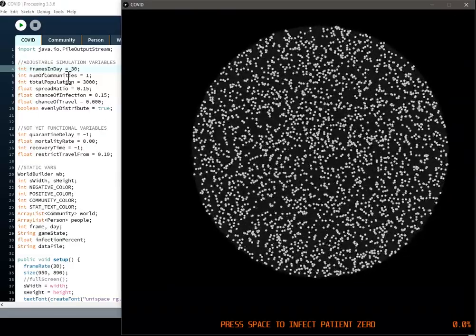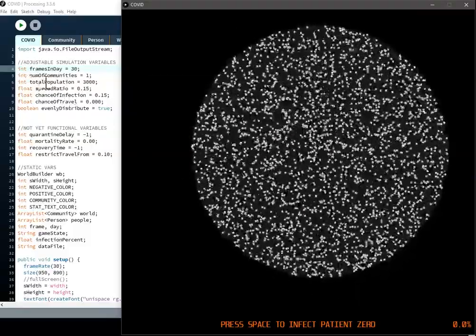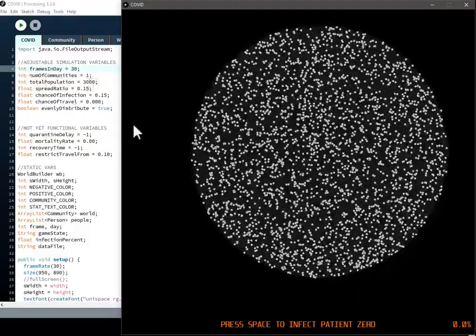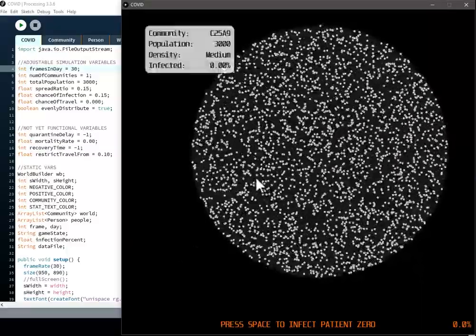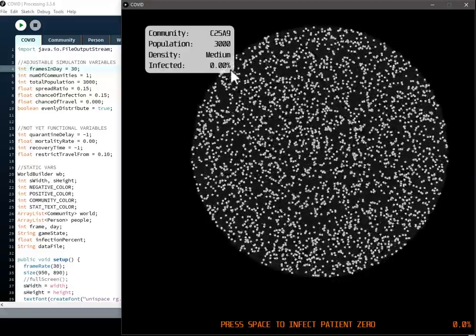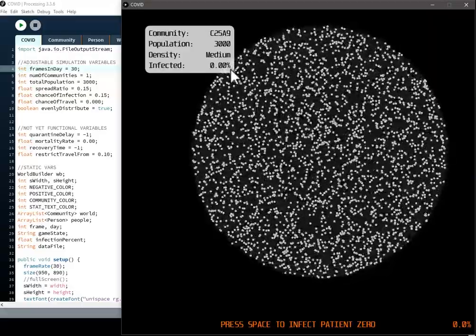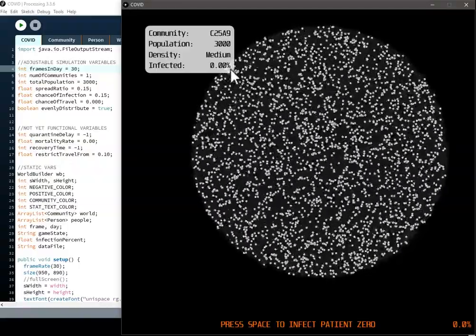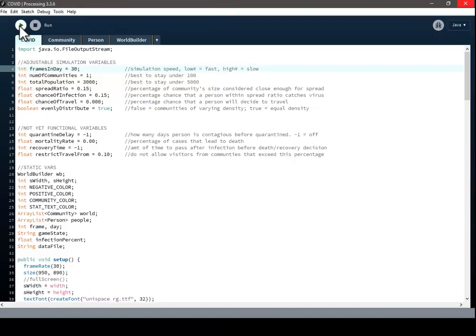Next up, we have the number of communities. In this simulation, there's just one community, and the total population is 3,000. So there's 3,000 different people in this community. If I hold my mouse over a community, then I get some information displayed up here: the name of the community, its population, its population density, and what percentage of the population is currently infected. Let me get a fresh simulation started.